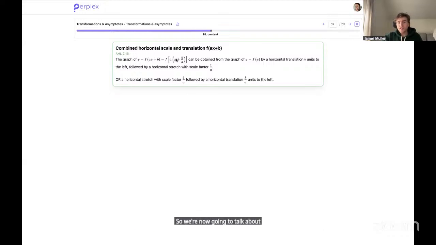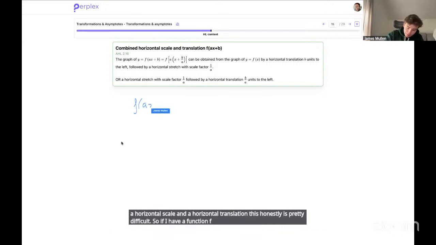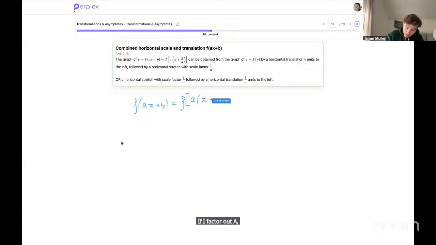graphs or transformations where I'm combining a horizontal scale and a horizontal translation. This honestly is pretty difficult. So if I have a function f, if I'm graphing f of ax plus b, what I want you to first realize is that I can write that as f of, if I factor out a, x plus b over a. All right? Why did I do that?